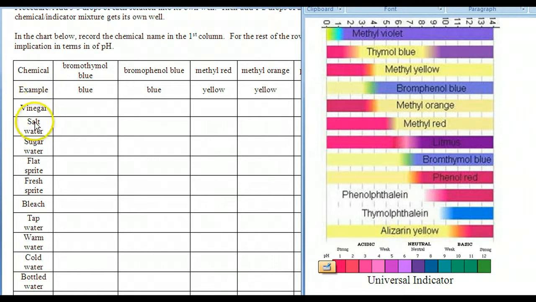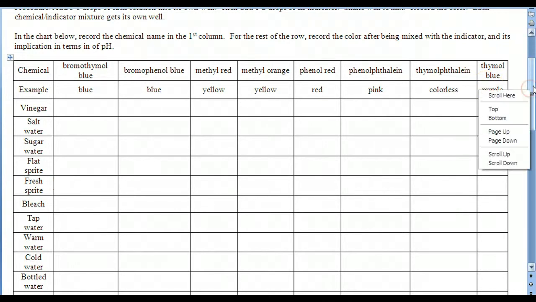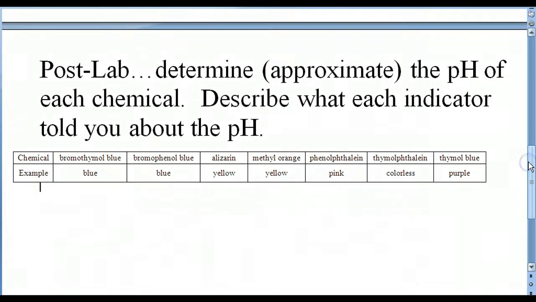In lab you're going to use quite a few other chemicals. Take 3 to 5 drops of the chemical, take 1 to 2 drops of the indicator, mix them, and record the color. What I like about this lab is the thinking that happens afterwards, where you're going to take your data, which is going to look like this: blue, blue, yellow, yellow, red, pink, colorless, purple. Take your data and try to figure out what the pH is. We're going to walk through the example together using this data. The example is just an example, but it has a pH, and this data will tell us what that pH is.